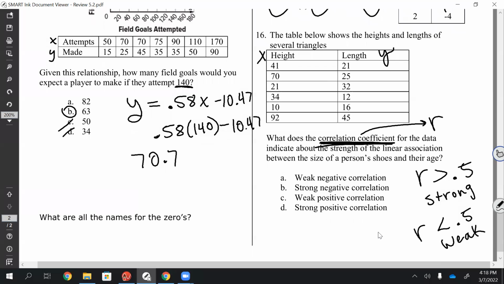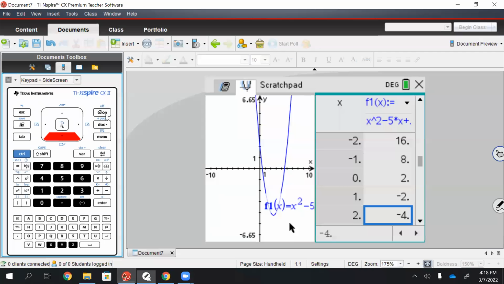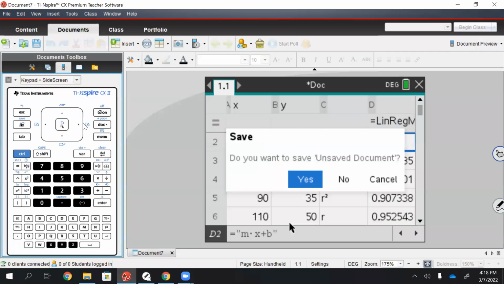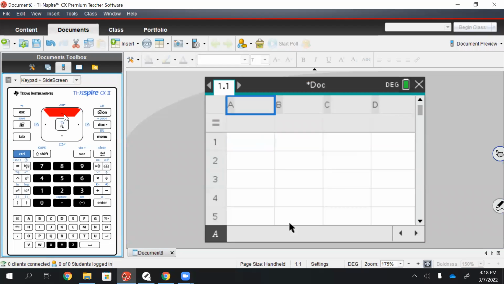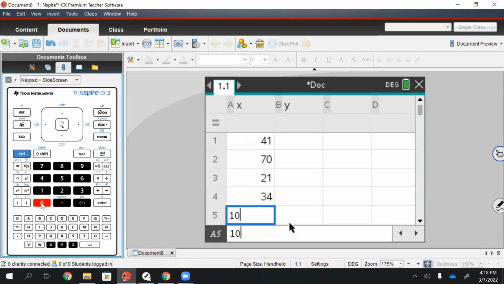So we're going to type this data into our table in the calculator. Go home, press 1, new document. 4 for lists and spreadsheets. Go up here, title X and Y. And then let's start typing in. So 41, 70, 21, 34, 10, and 92.